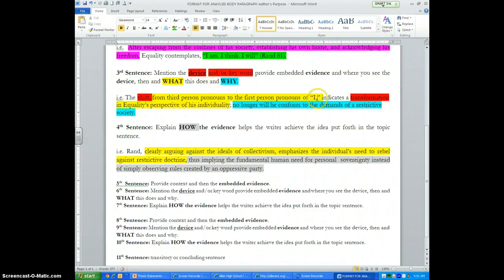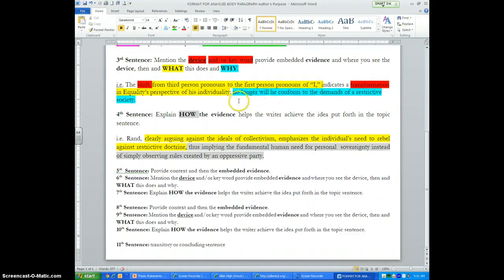I show you where I saw it. It's the what: it changes from third person to first person. And then why is this important? So it's saying Equality, finally, in this place in the story, is verbalizing that he is no longer going to be a member of that restrictive society. He is his own person. And that's what I wrote about.